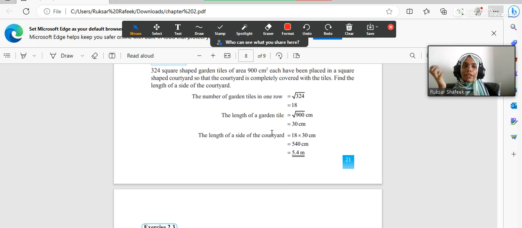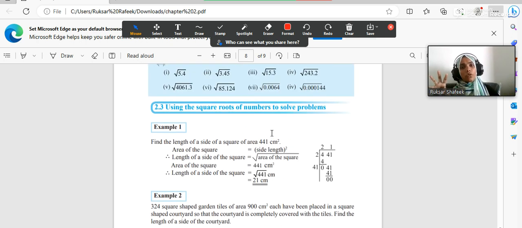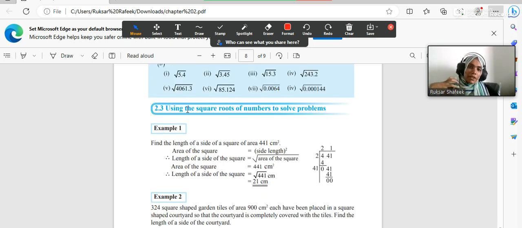Like I told you, in the exam this may come, or maybe it gets connected with another question, because finding the square root is there. When you use the Pythagoras theorem, you need to find the square root. So you have to know this method to apply into deeper math questions that we will do in the future itself. So like using this part here, they've given us using the square roots of numbers to solve problems.